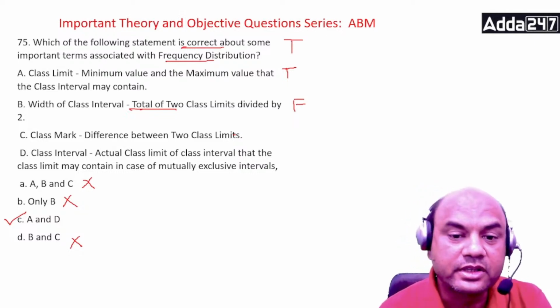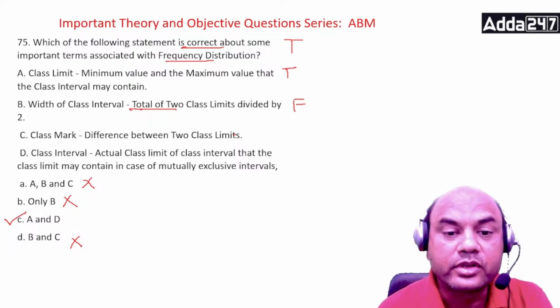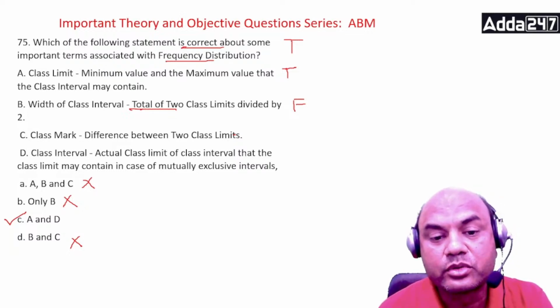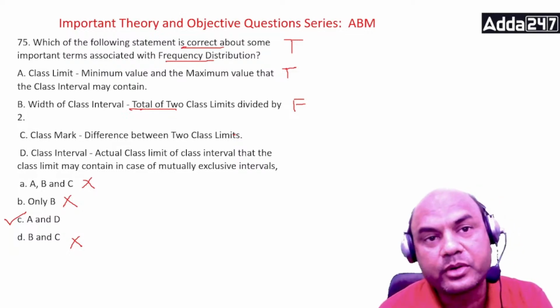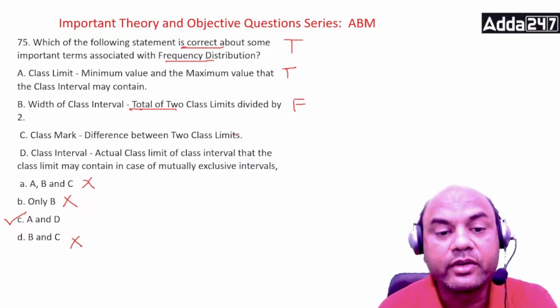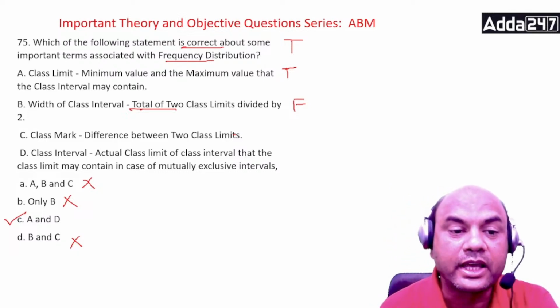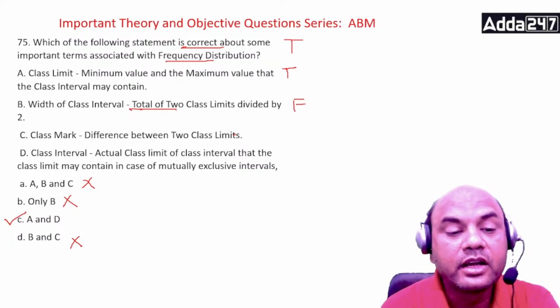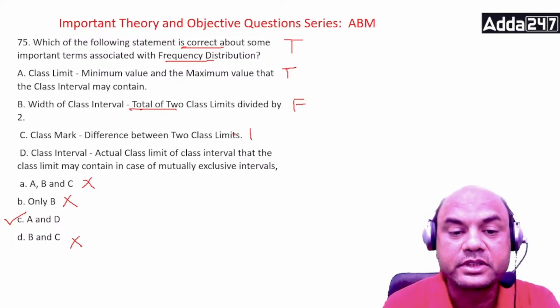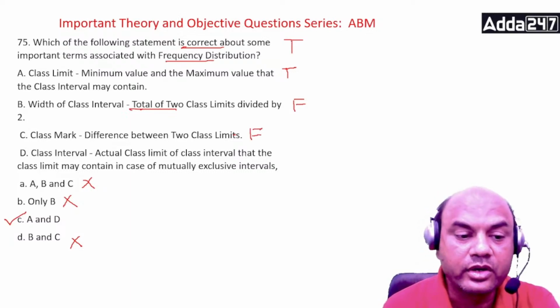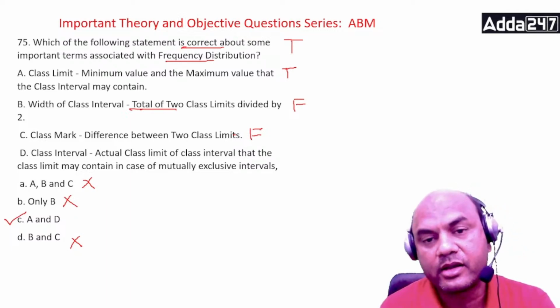But what is C now? C is false. Class mark. So class mark is what? It is the total of the 2 class limits divided by 2. So upper limit plus lower limit divided by 2. That is always known as the average. And what is given over here? Difference. So these two are opposite. Okay. Got it? So the answer is A and D.